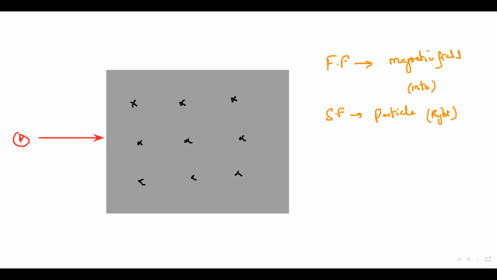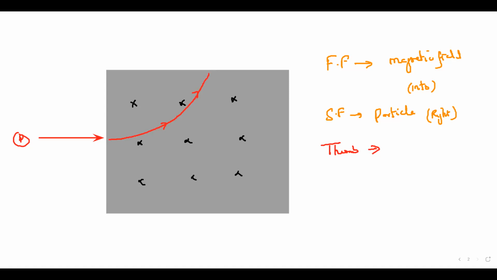Where is your thumb pointing? What is the direction of your thumb? It is pointing to the top of the page. So as a result, what will happen? When this particle moves, it will move towards the top of the page, and it will move in a circular path. And the direction of the force is continuously changing.